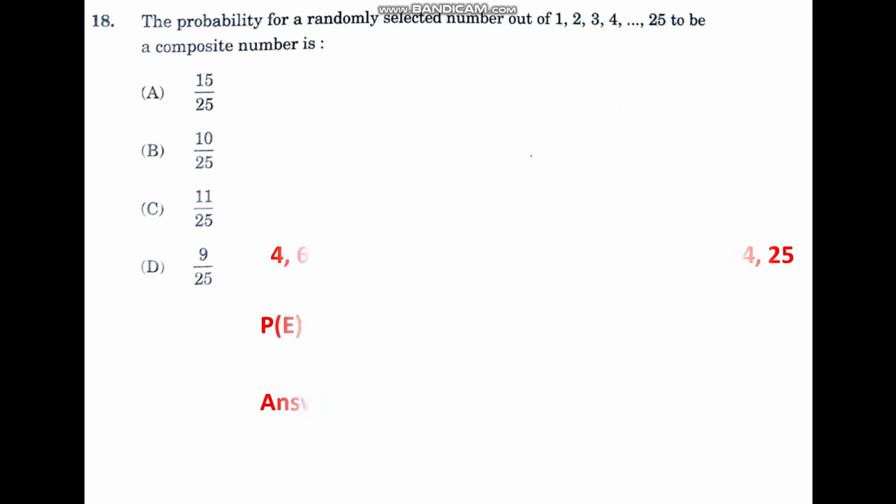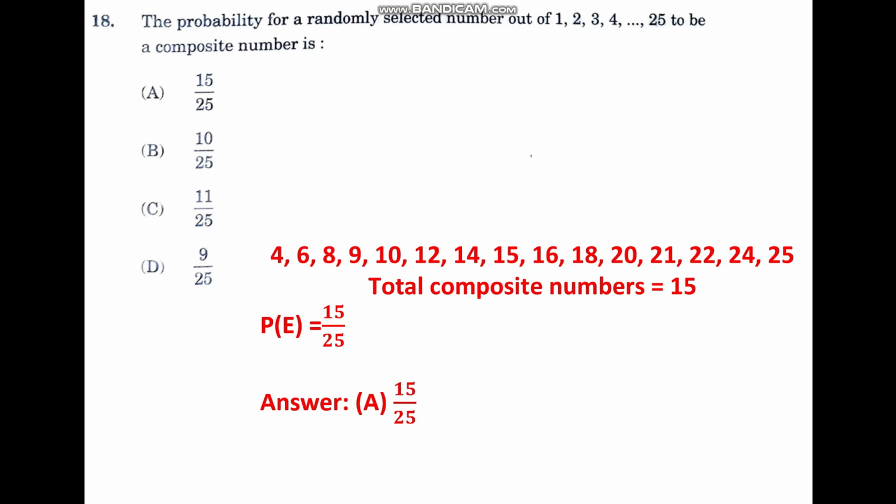The composite numbers in between are 4, 6, 8, 9, 10, 12, 14, 15, 16, 18, 20, 21, 22, 24, 25. So there are 15 composite numbers between 1 and 25. So the probability will be number of outcomes 15 upon total outcomes 25. The correct option is option A, 15 upon 25.